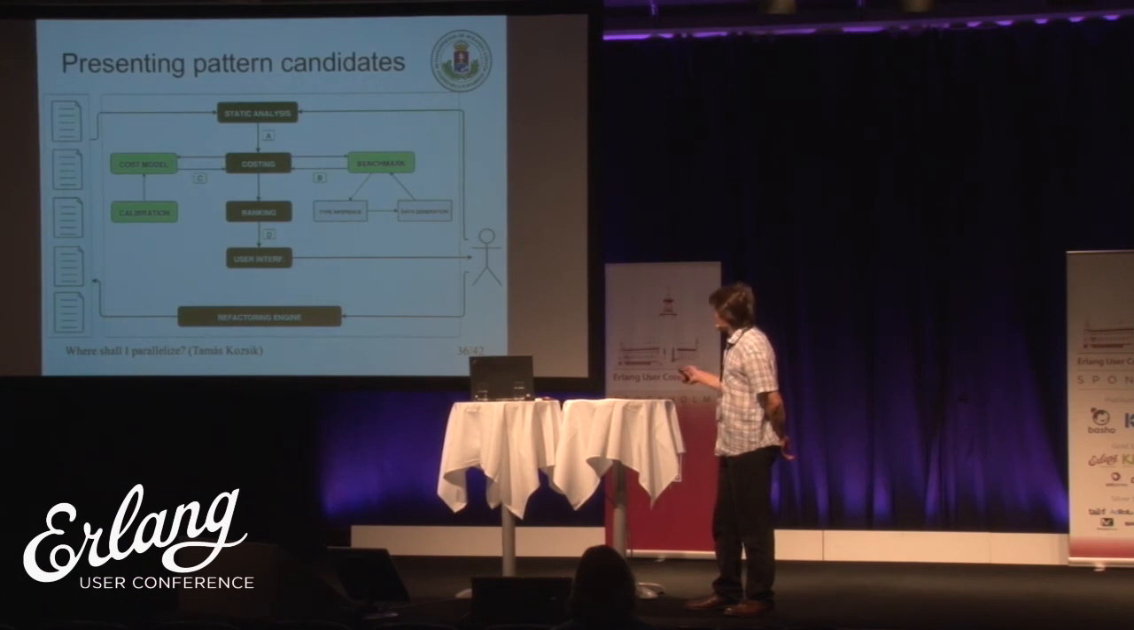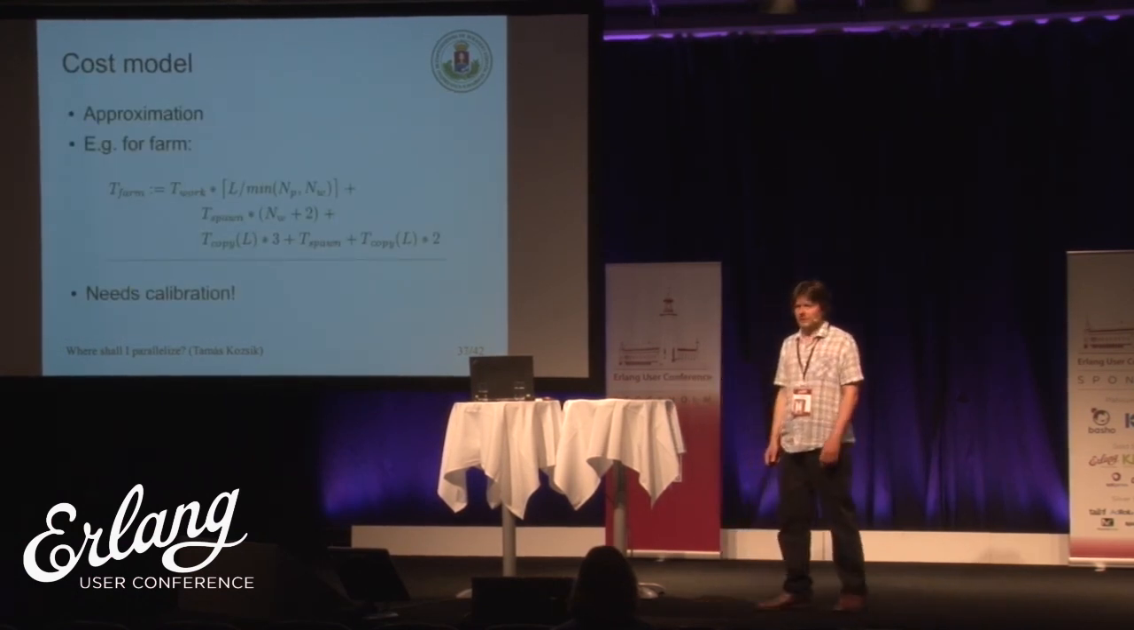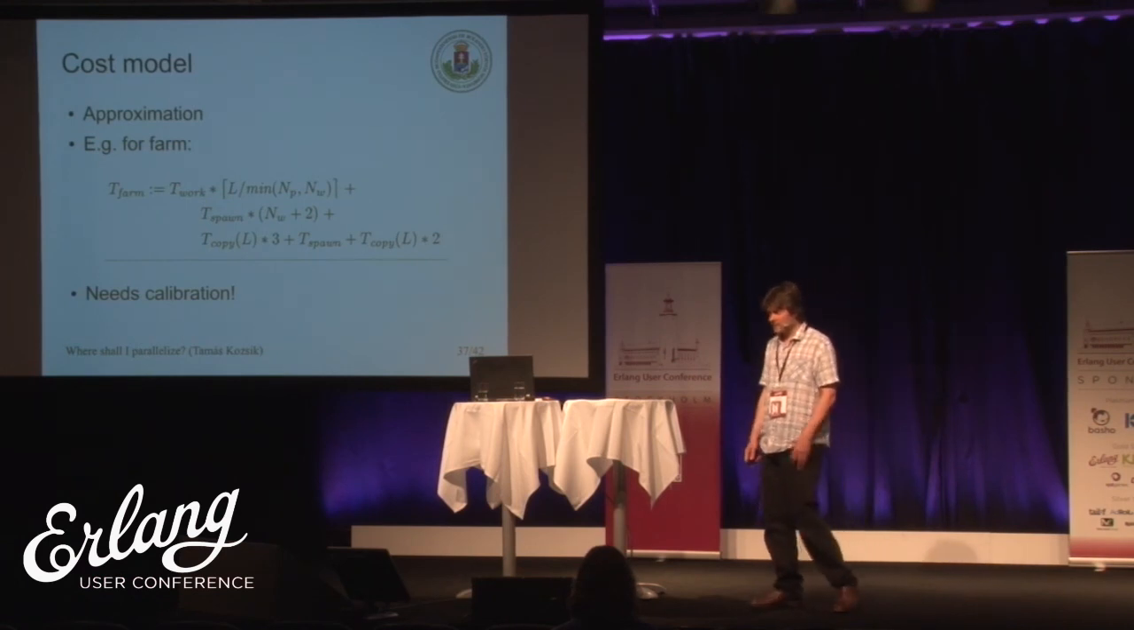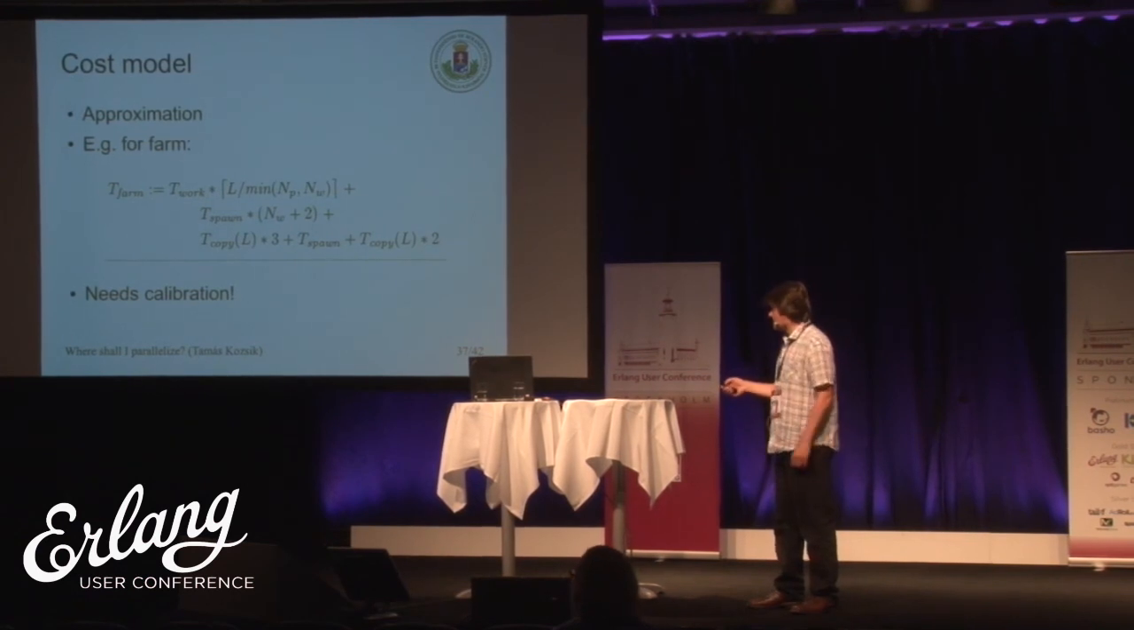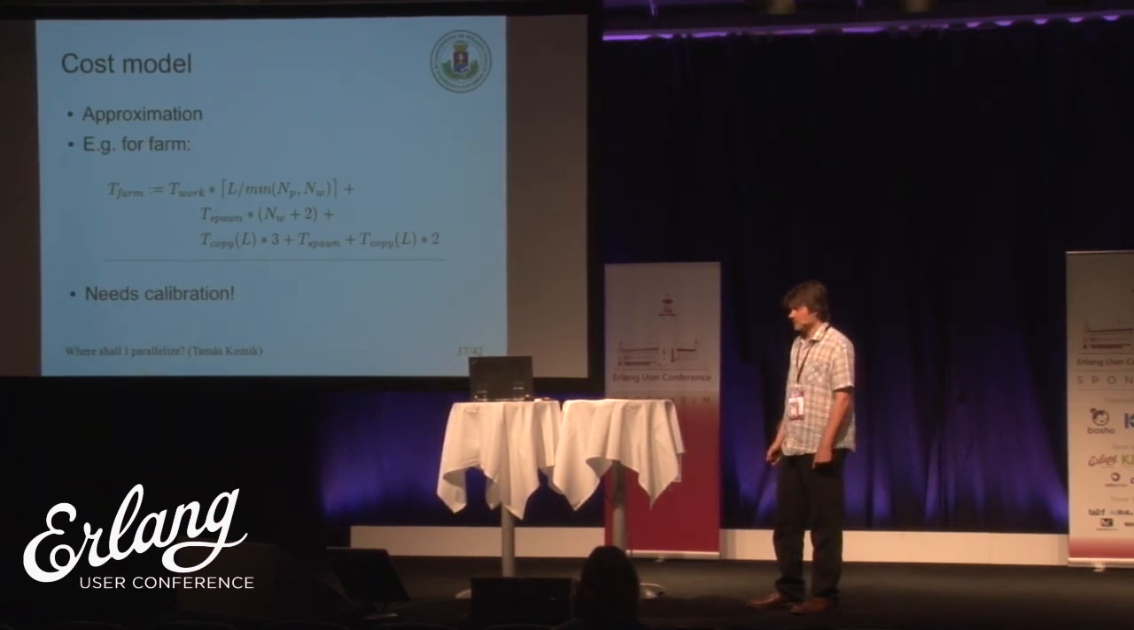So once we are through this, we can apply the cost model. We have a formula that we can use to compute the estimation for the parallel execution time based on the sequential execution time. But as you see, there are some constants in this formula that need to be calibrated to the hardware that we are going to use to run our application. So that's why we had the calibration phase on the diagram.